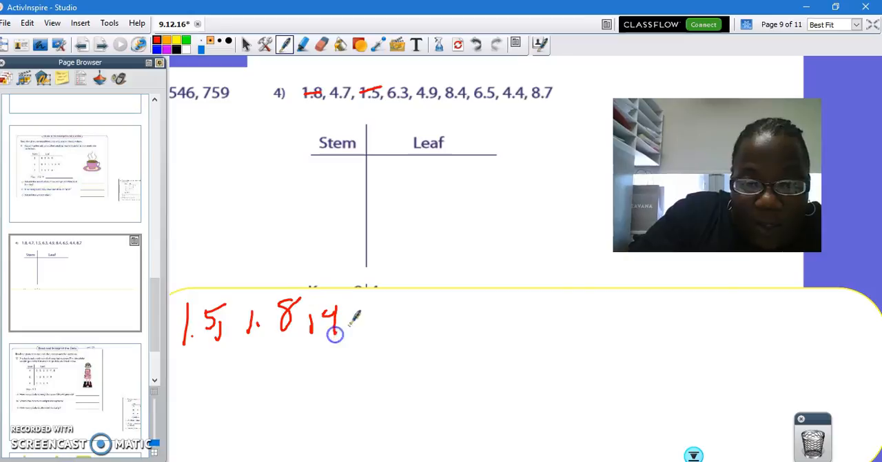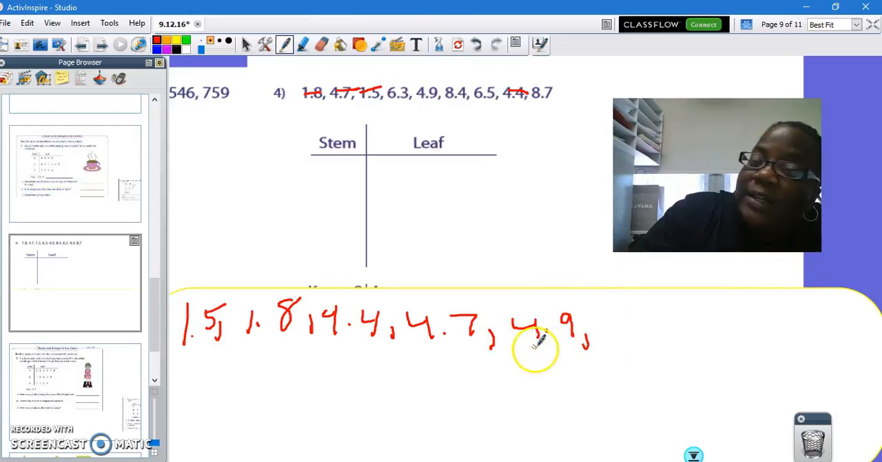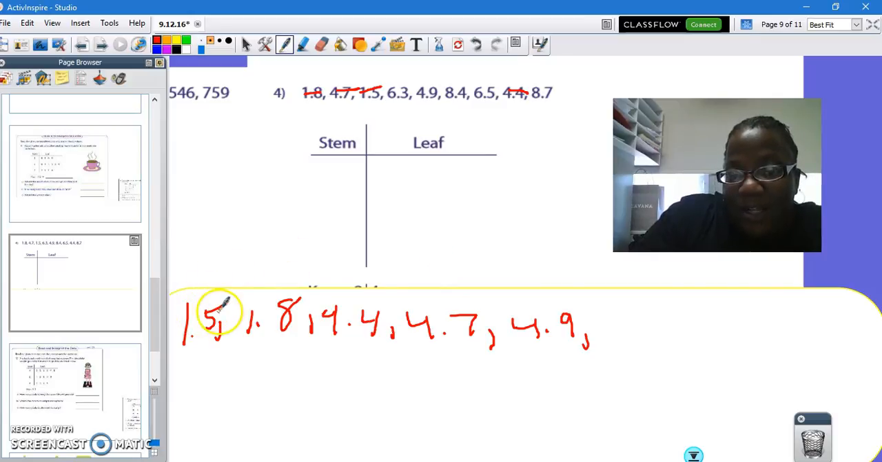So then I have $4.40. Yep. Then $4.70. Then $4.90. 4.9 and 4.90 are the same thing. So when I say $1.50, it's 1.5. $1.80, 1.8. $4.40, 4.4. Okay? Just making sure everyone's okay with that.